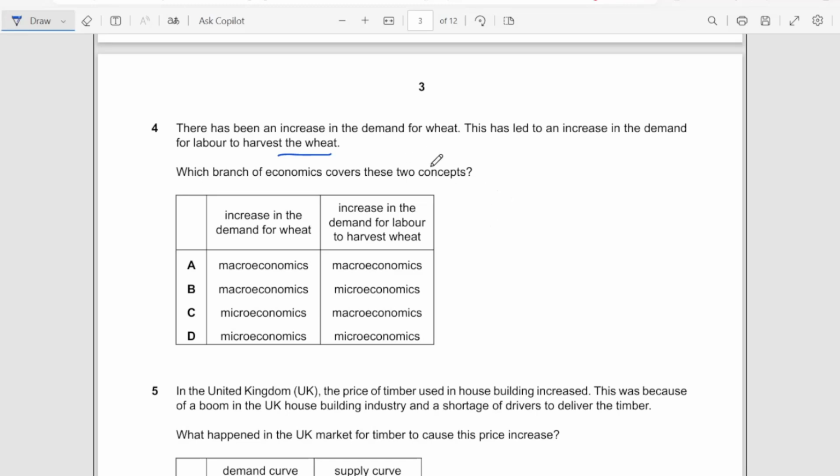Now, when we talk about an increase in the demand for wheat, it is a particular market. It does not have to do with the entire economy, so it's micro, right? So we cannot go with option A or option B. Increase in the demand for labor to harvest wheat. Well, this has to do with the labor market. It's still not the unemployment rate or the unemployment level in the entire economy. It's just the employment or unemployment in a particular sector, that is wheat. When we're talking about the primary sector, we're talking about markets for wheat. We're not talking about the economy at large. So still it's a microeconomics concept. So we're going to go with option D.